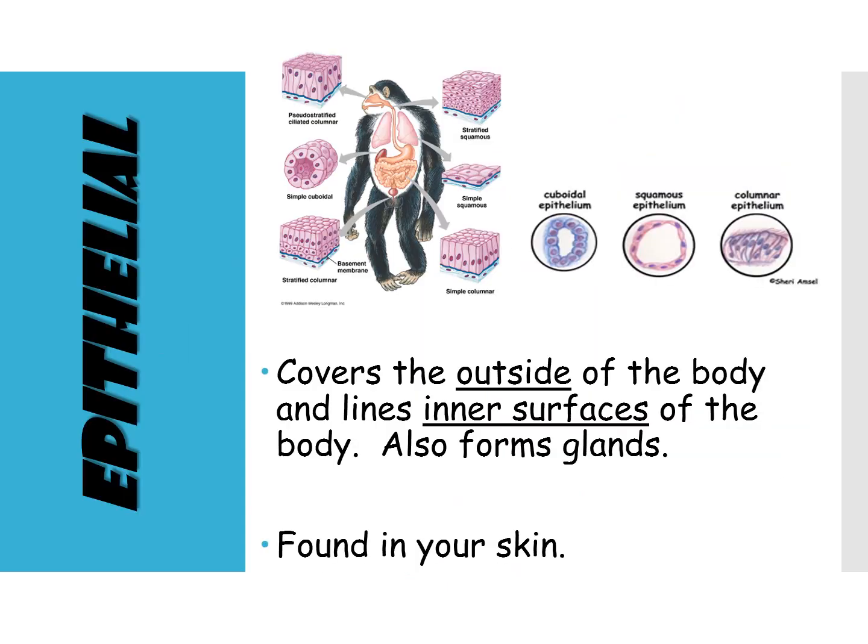Okay, so our first kind of animal tissue that we're going to talk about is epithelial. So epi means on the outer surface or upon. So this kind of tissue covers the outside of the body, and it lines the inner surfaces of the body. And it's also partly what makes your glands, okay? So it's definitely found in your skin.